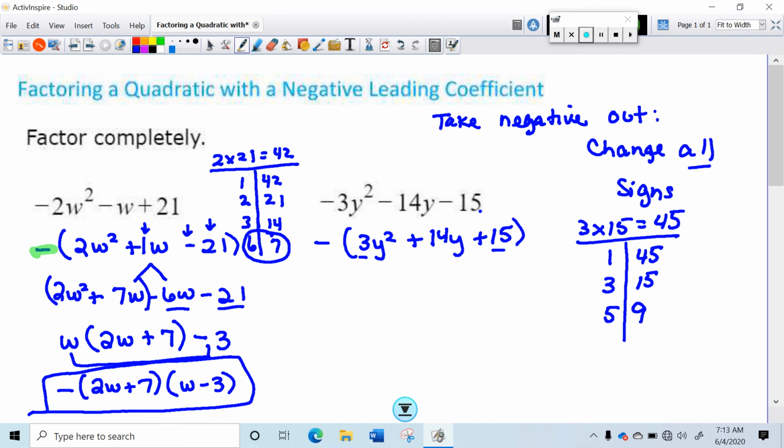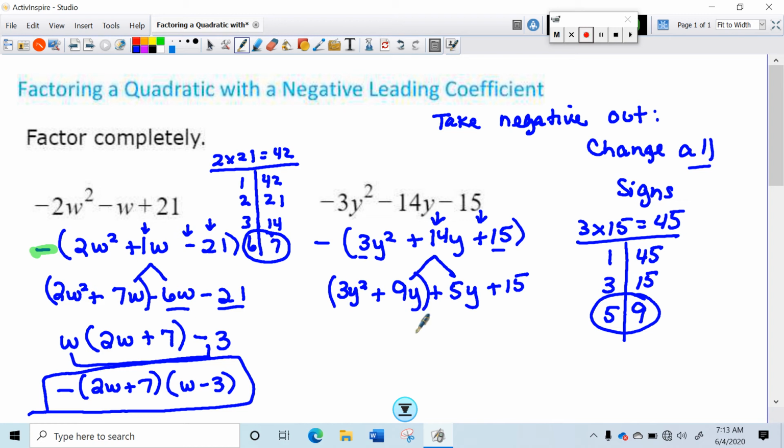Okay, we want to add to get 14. So that's 5 and 9. I'm going to bring down my first term and the sign after it. The biggest number for the combination goes first with the variable. I have 9y, I want 14y. So I have to add 5y to that because those two have to add up to the one above it. Bring down the last term.